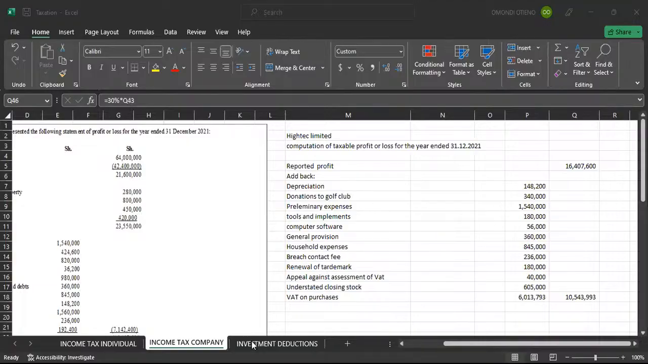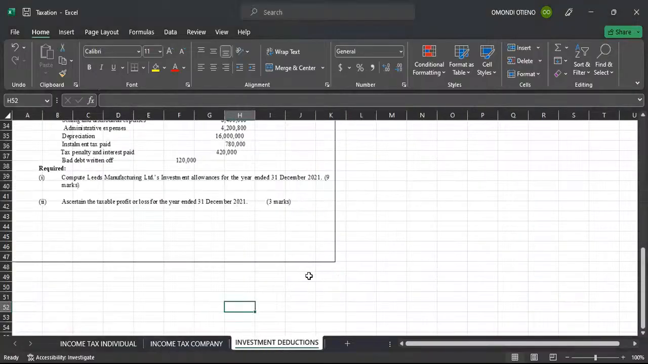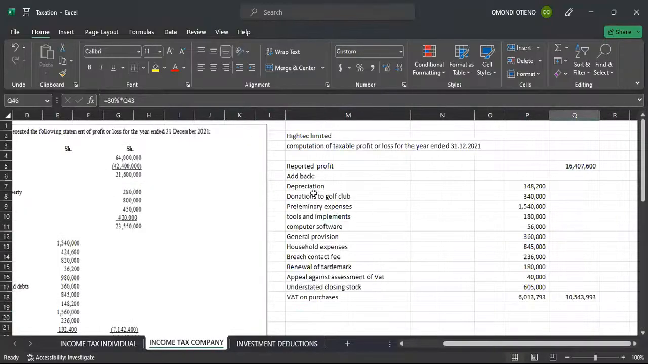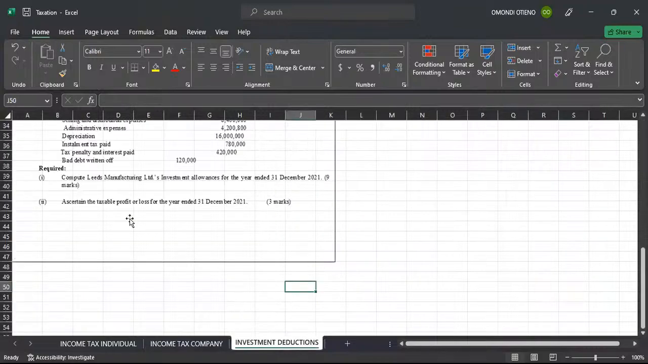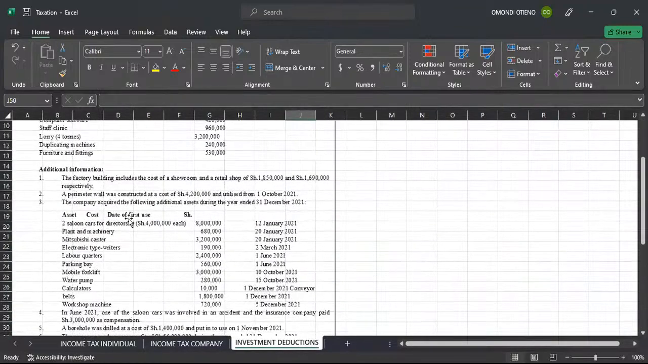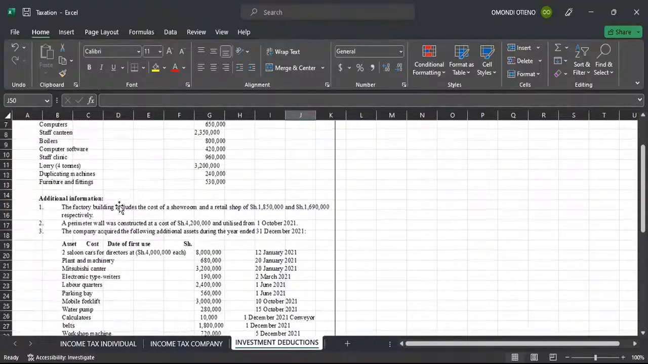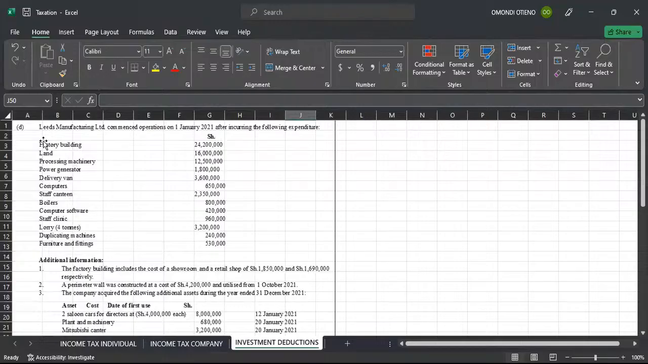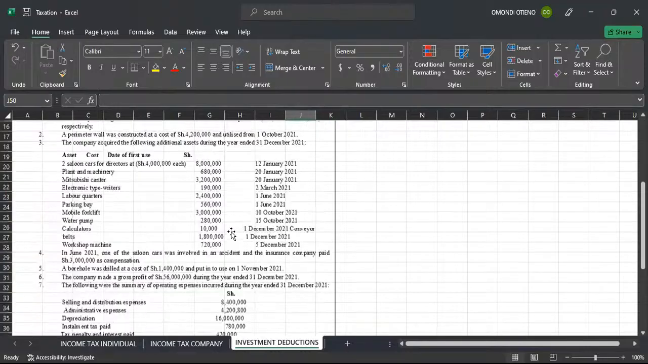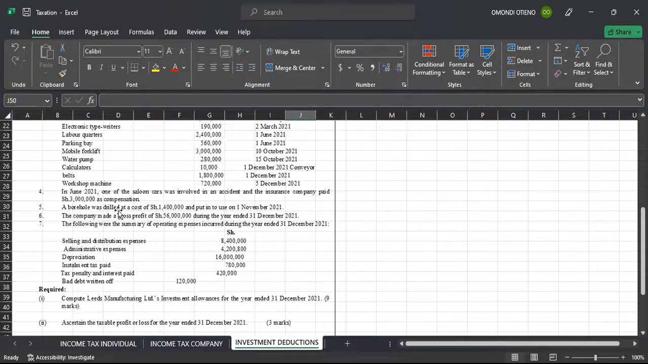So I believe we can end it at that point. Tomorrow we are going to look at the last thing, that is investment deduction, which we have just touched on in a few areas for the investment allowances. We are going to look at a question where everything you are given revolves around the investment allowances. You have the non-current assets, that is the factory building, land, processing machinery, power generator, the computers, the photocopying machines, tools and implements. Then at the end of the day, you are supposed to calculate the investment allowances.